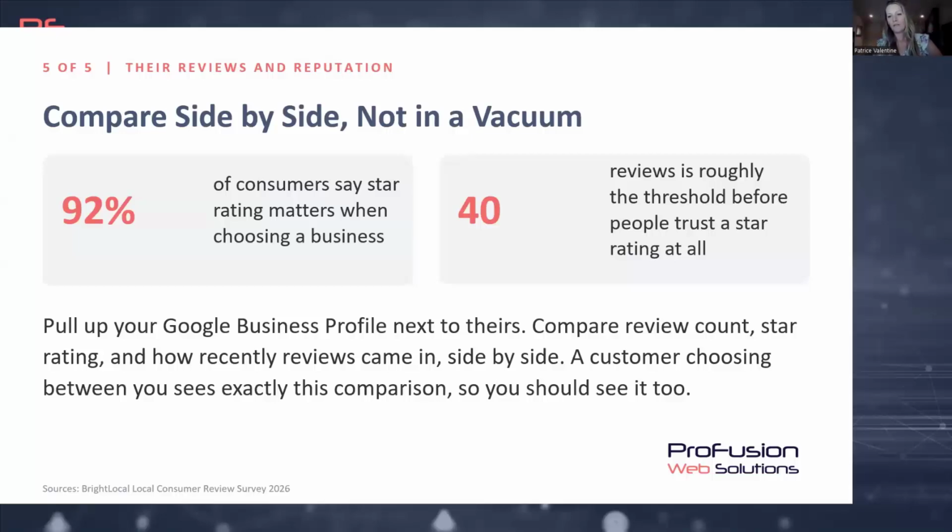And then place 5 that you want to take a look at is their reviews and their reputation. This connects directly back to a bunch of the sessions that we've done in this webinar series on Google Business Profile and reviews. 92% of consumers say that the star rating matters when they're choosing a business. And the other number worth knowing here is that the minimum number of reviews you want to try and get to is 40. So roughly 40 reviews before people actually start to really trust that star rating.